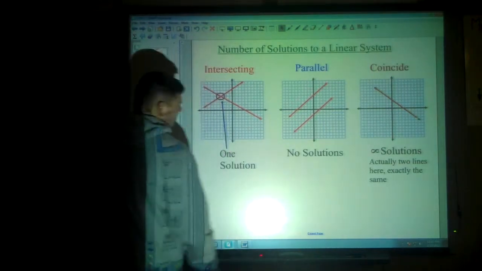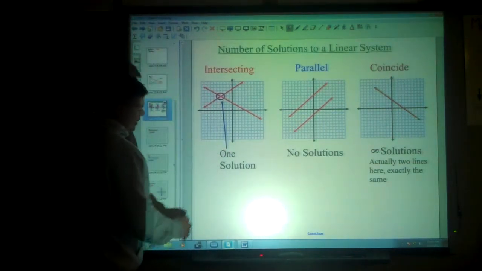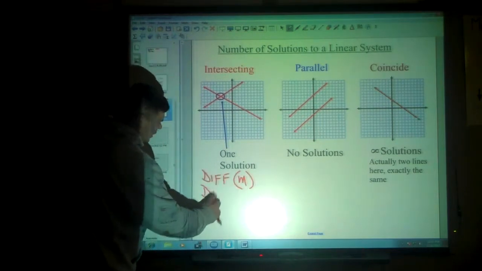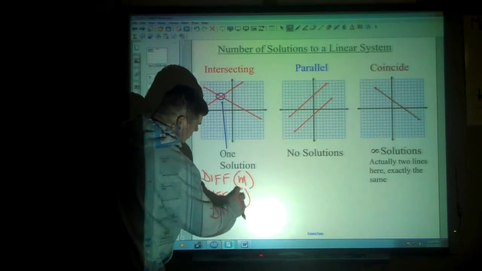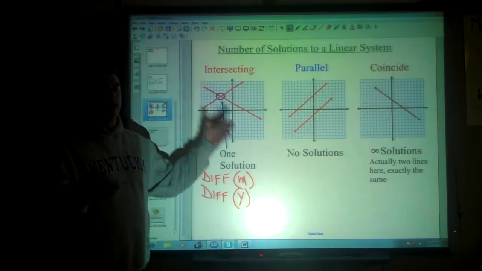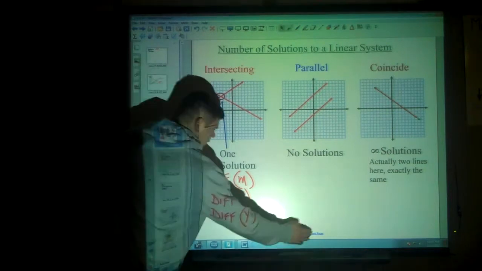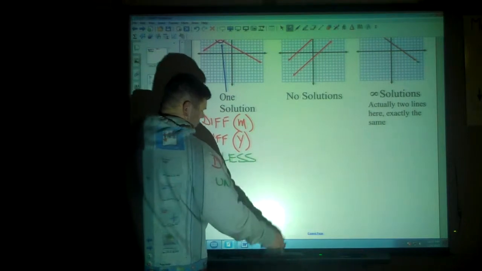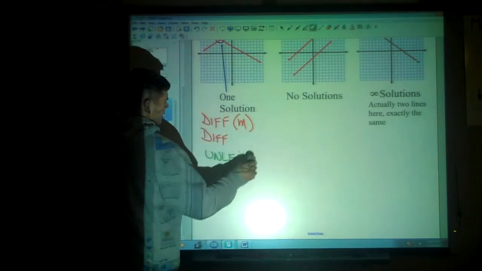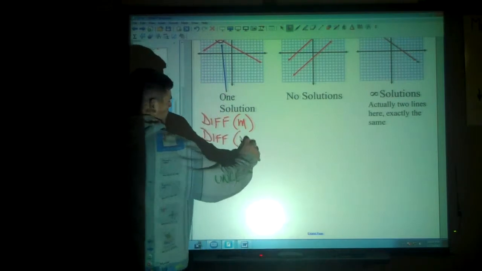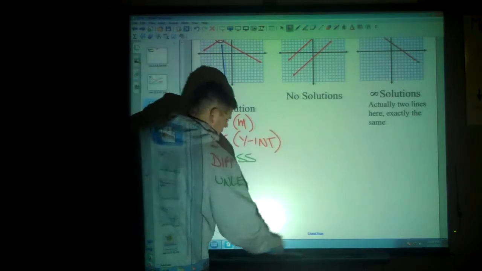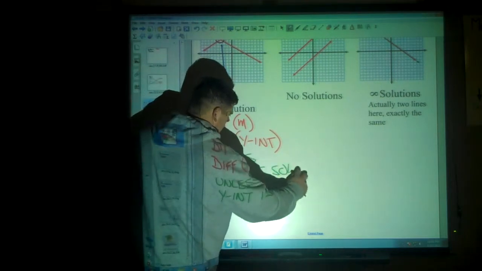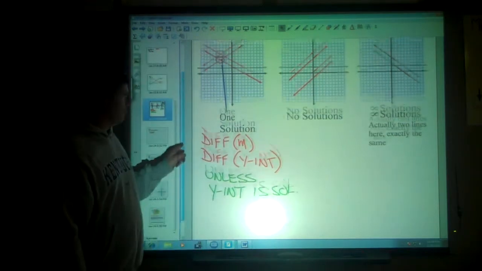If you think about this, in order for these to cross, they have to have different slopes and different y-intercepts, unless the y-intercept is the location where they cross. So let's preface that: unless the y-intercept is the solution. That's the only time that would be an exception to the rule.